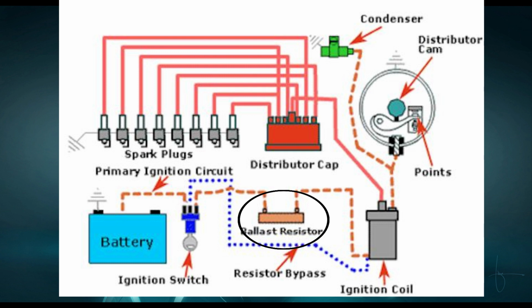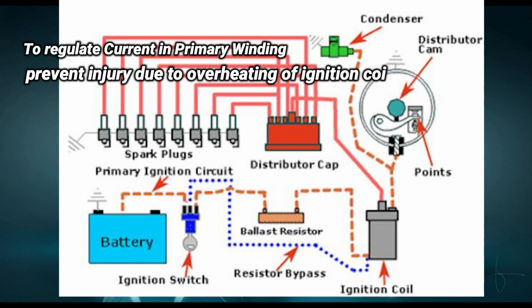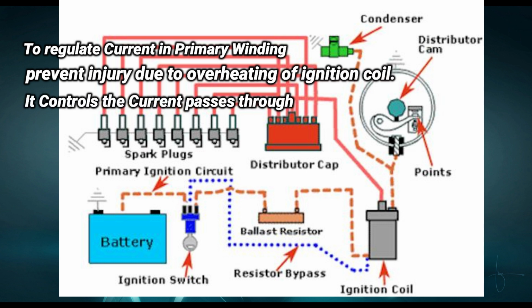Next is the ballast resistor. It is connected in series with the primary winding to regulate the current in the primary winding. It is used to prevent damage due to overheating of the ignition coil. It controls the current passing through the primary winding. It is made of iron. Iron has the property of rapidly increasing electrical resistance with an increase in temperature up to a certain limit. This additional resistance resists the flowing current, which controls the temperature of the ignition coil.